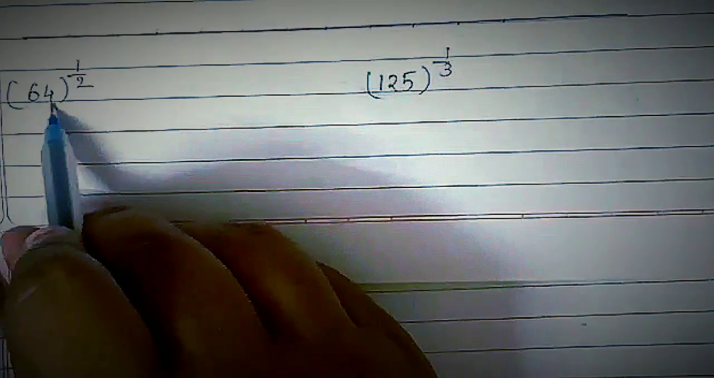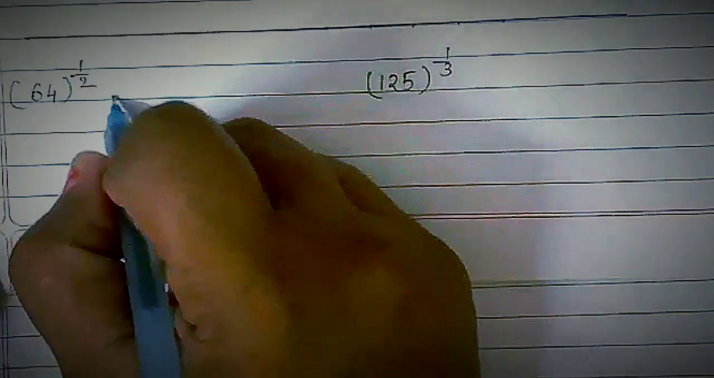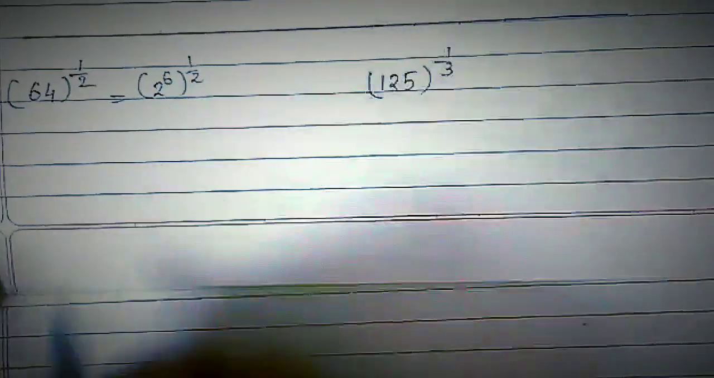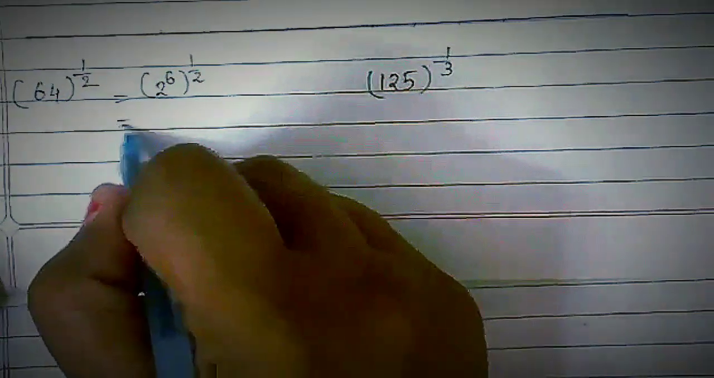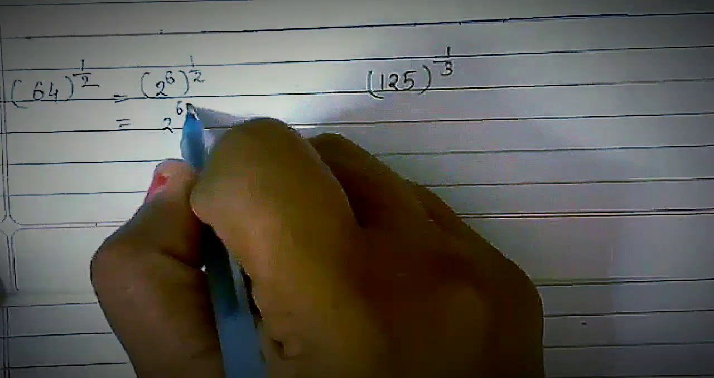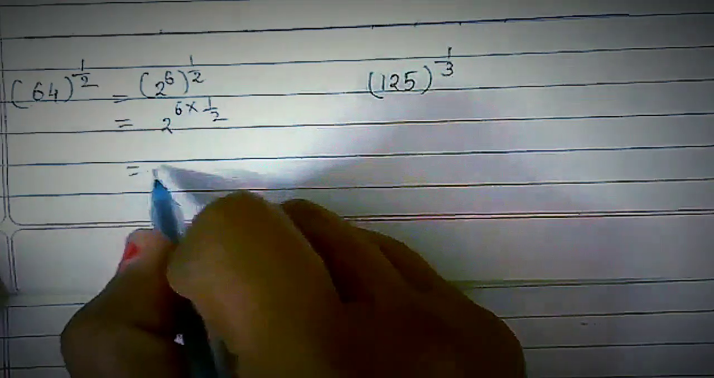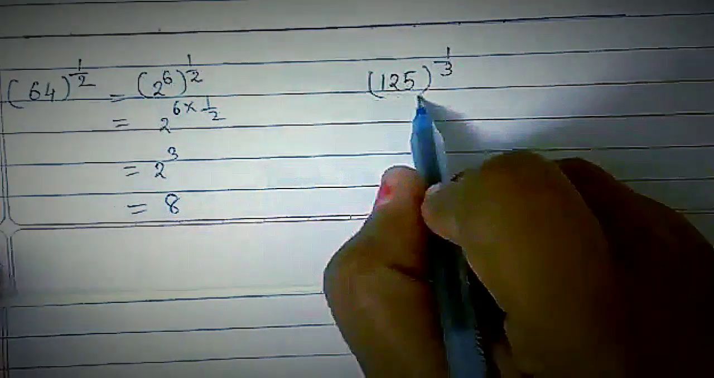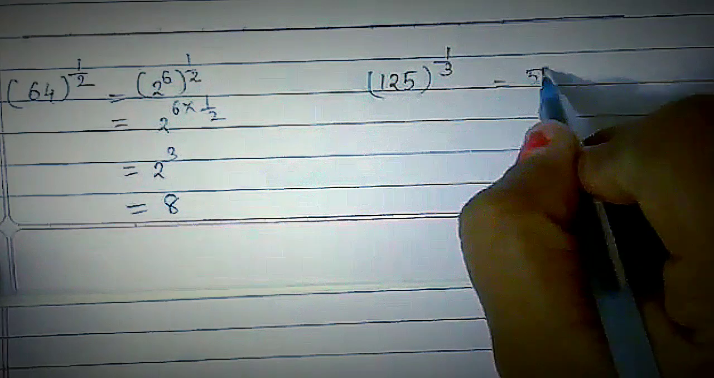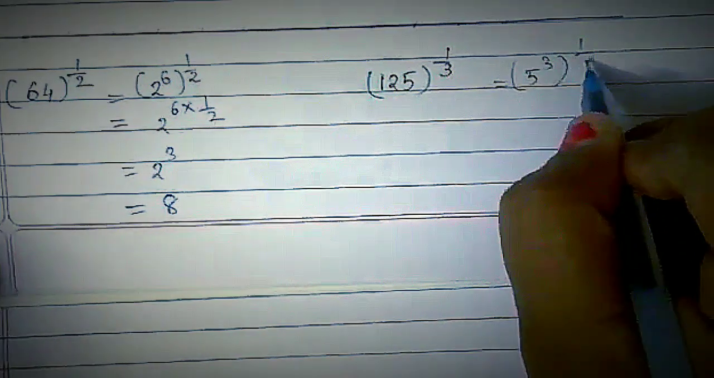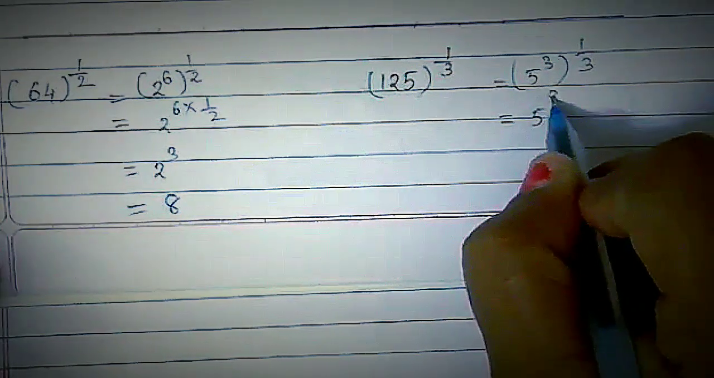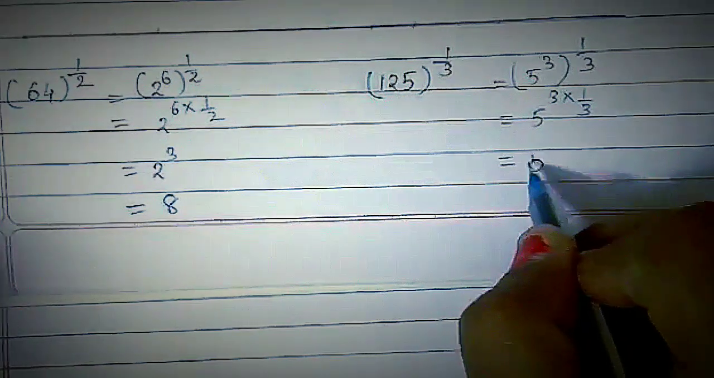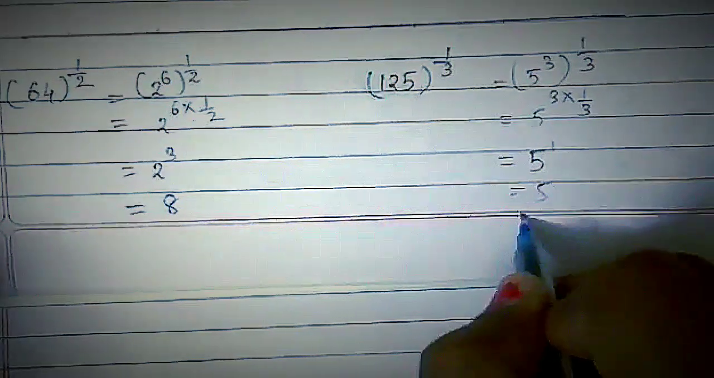Let us find out what is 64 raised to 1 upon 2. 64 is 2 raised to 6, the whole raised to 1 upon 2. So by the laws of powers, we can write 2 raised to 6 into 1 upon 2, which is equal to 2 raised to 3, which is equal to 8. Same way 125 raised to 1 upon 3 can be written as 5 raised to 3, the whole raised to 1 upon 3, which is 5 raised to 3 into 1 upon 3. So power of power will be multiplied, and so the answer is 5 raised to 1, which is equal to 5.